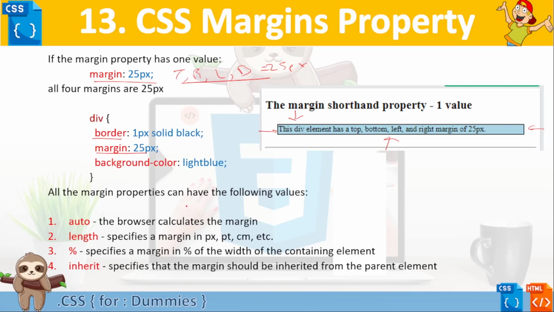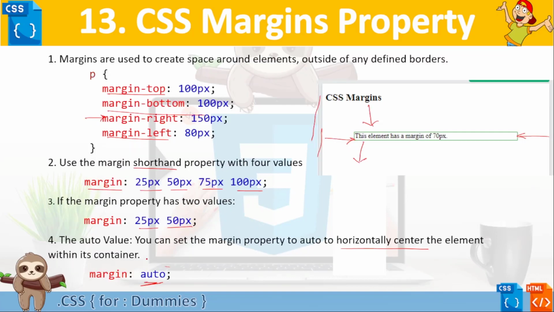Okay. So all margin properties can have the following values, and one is auto, and we talked about auto. That auto value basically horizontally centers the element within its container. This is important. It means that if you have a container, meaning there is a first div, and inside this div, it will use this auto. So this is my container, and then this is the div I'm working with. This will be what we call auto. Do keep that in mind.